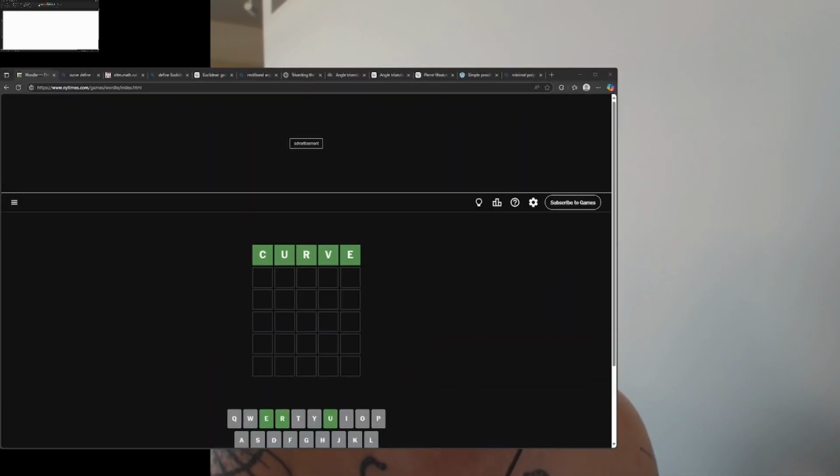The word today is curve, big for Wordle users because you probably got it in two, like I did. Greeks, big into curves, mathematical curves in particular. They weren't really that into curves as much as they were into lines, and their study of lines led them to find a bunch of mathematical curves.